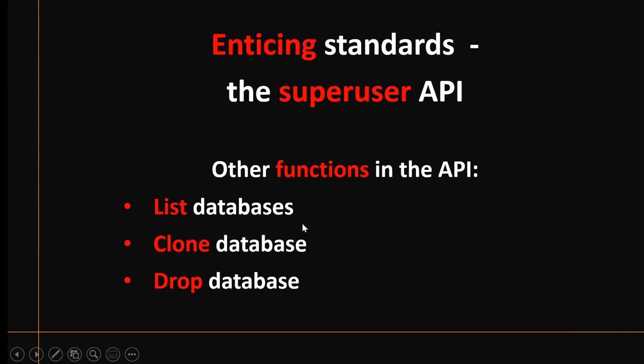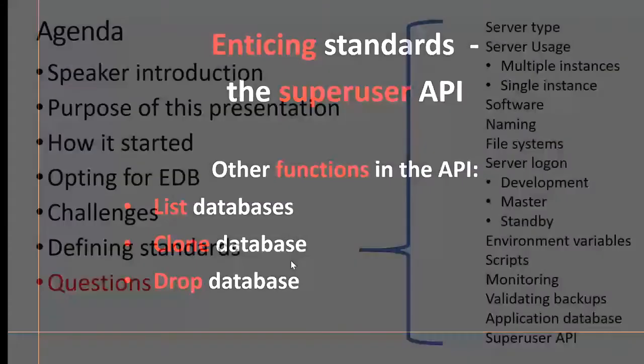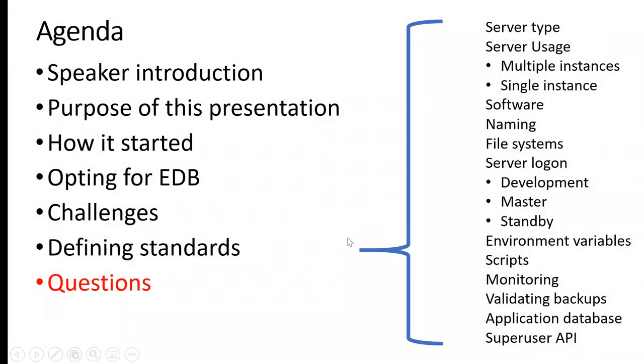Now, the APIs we created have some additional functions. They can list databases, they can clone databases, which is very important to them to always start with the same data set when they test something. And they can drop databases.